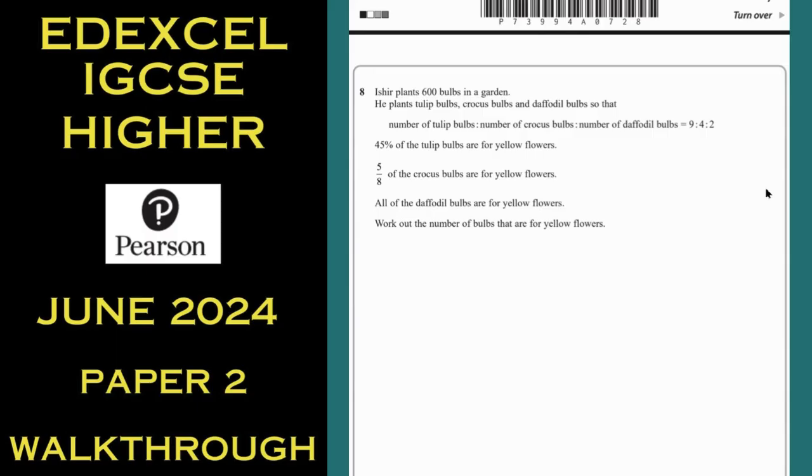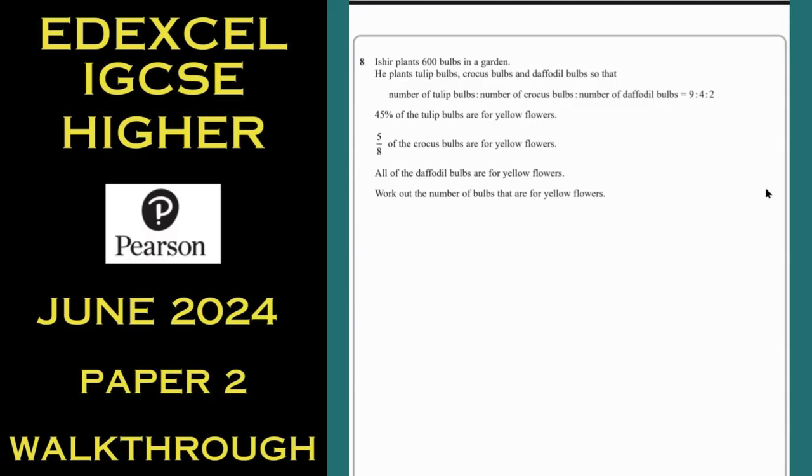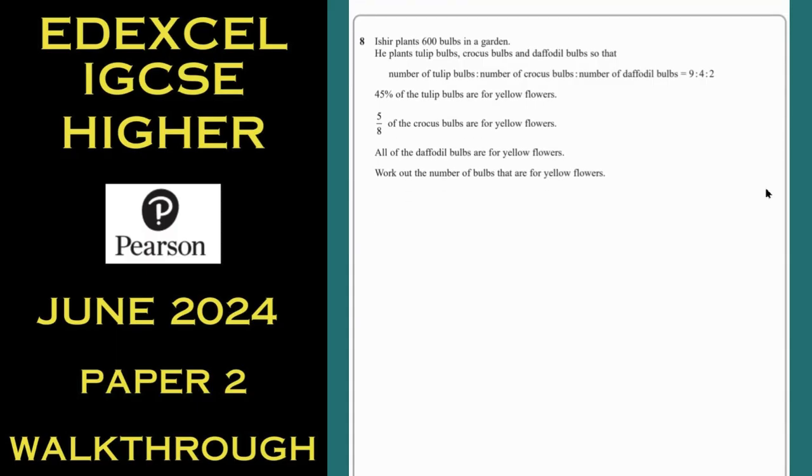Number 8. So one of them extremely wordy questions. So all I'm saying is one thing at a time. Ask yourself at the end of each sentence, what does it tell me? So top line tells me 600. And then it's T, C, and D in the ratio of 9 to 4 to 2.